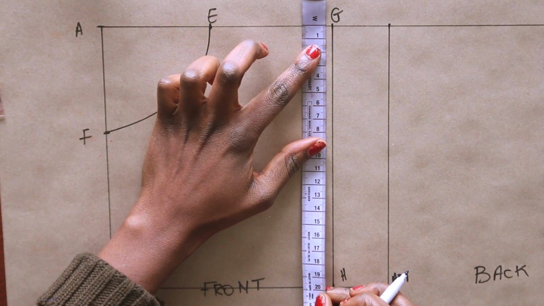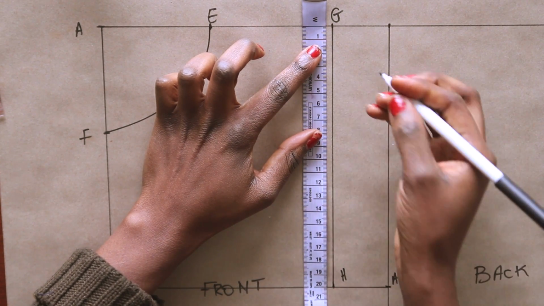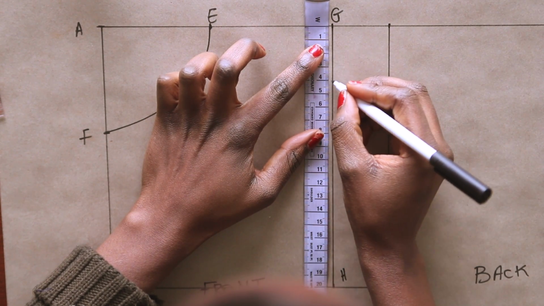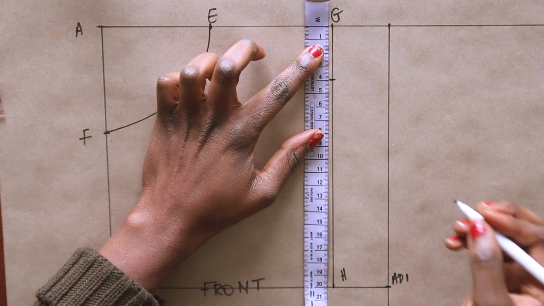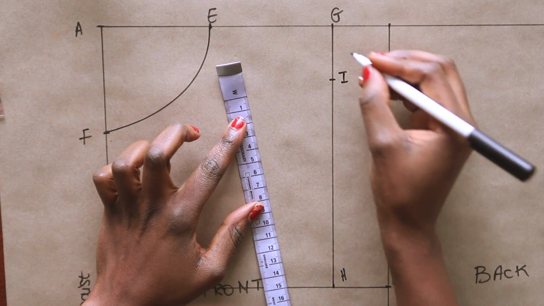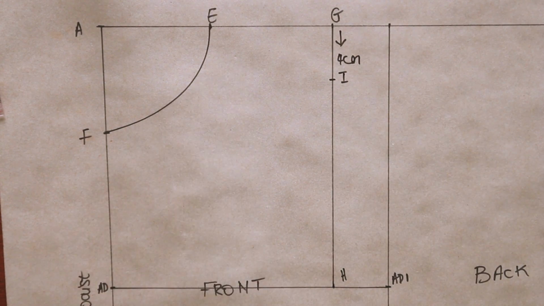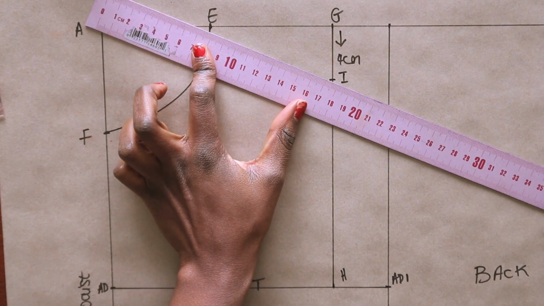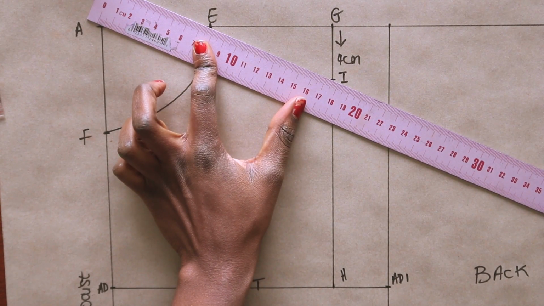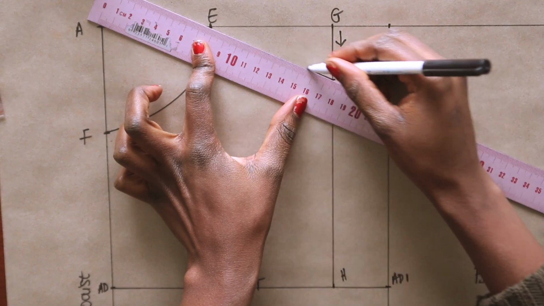From point G, measure 4 centimeters down along the new line and label it I. Connect points E and I to form your shoulder slope.